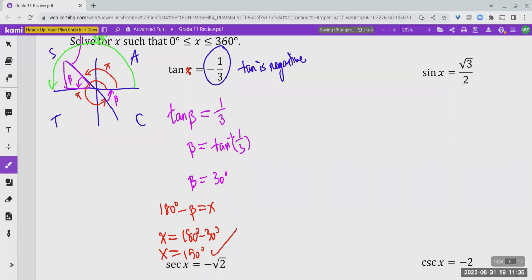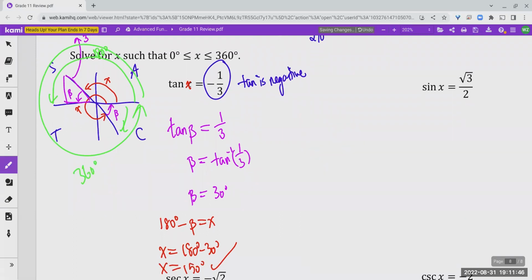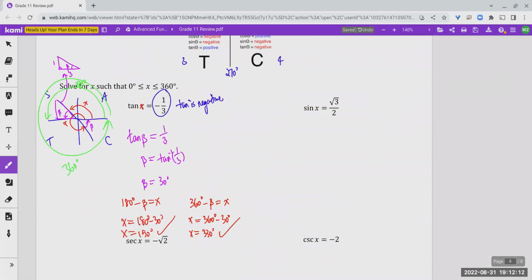There's another answer. Okay, look. If you go all the way around, that's 360 degrees. If you go back by beta, you get the other x. So 360 minus beta is equal to x. So x is equal to 360, beta is 30, so x is 330. That's your second answer. There's almost always two answers. Sometimes there's one, but that's really rare. Most of the time, there are two answers.